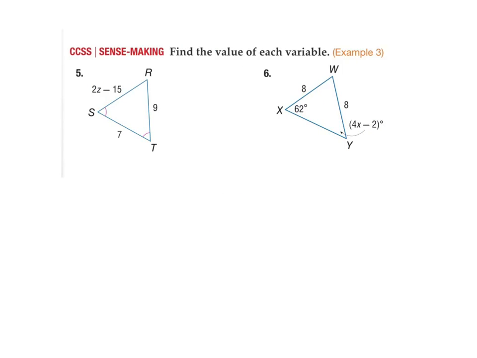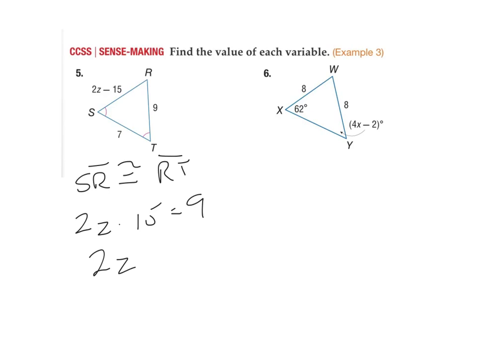What do we know? That angle S and angle T are congruent, which means that SR must also be congruent to RT. So we can take that as 2z minus 15 must equal 9. So 2z is going to equal 24. So z is equal to 12.